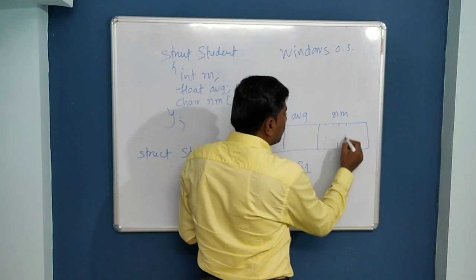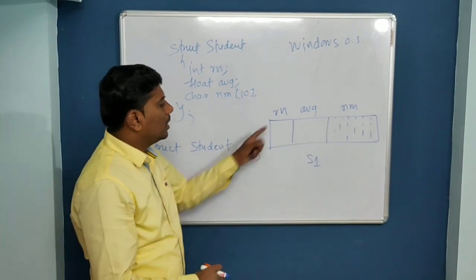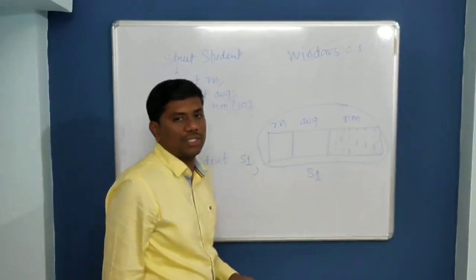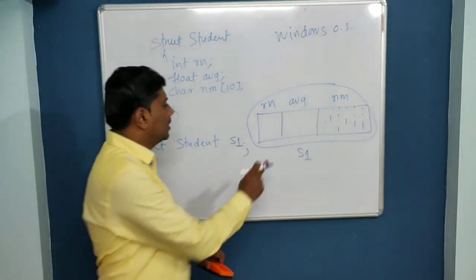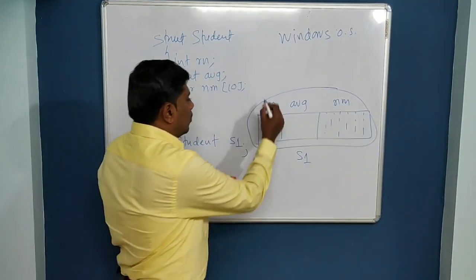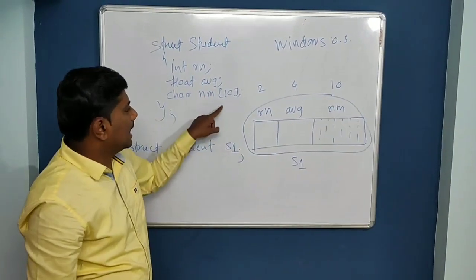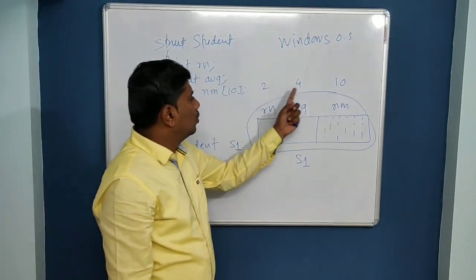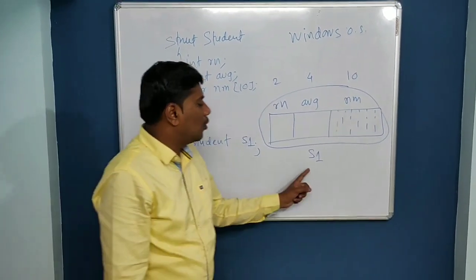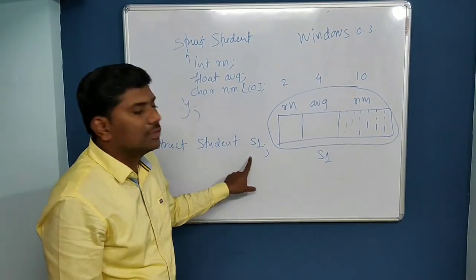So this will be your S1. This will be memory structure. Now see, here you can store roll number, here you can store average, and then you can store name. So for roll number 2 bytes, average 4 bytes, and here as it is array of character and size is 10, so 10 bytes. So 2 plus 4 plus 10. So total 16 bytes will be reserved for your S1 at this point of time.